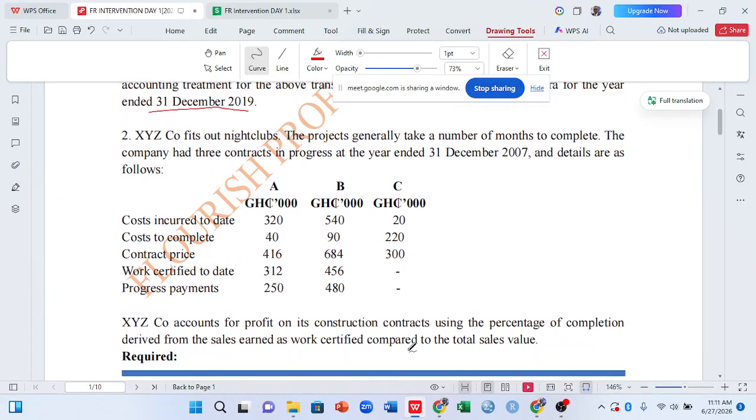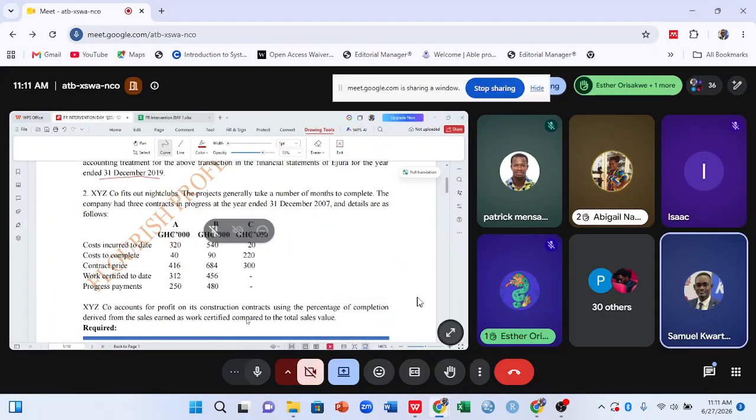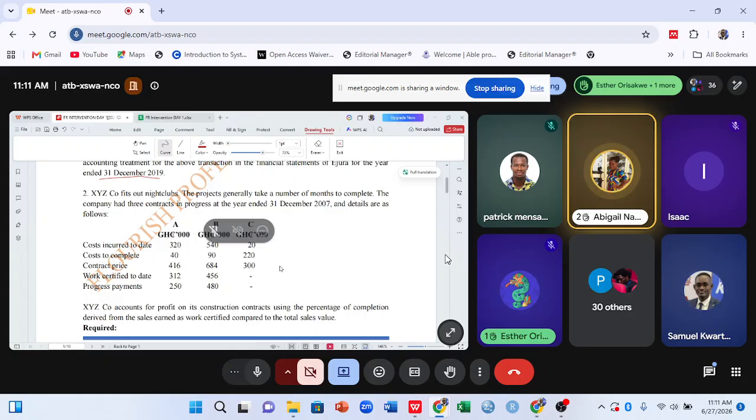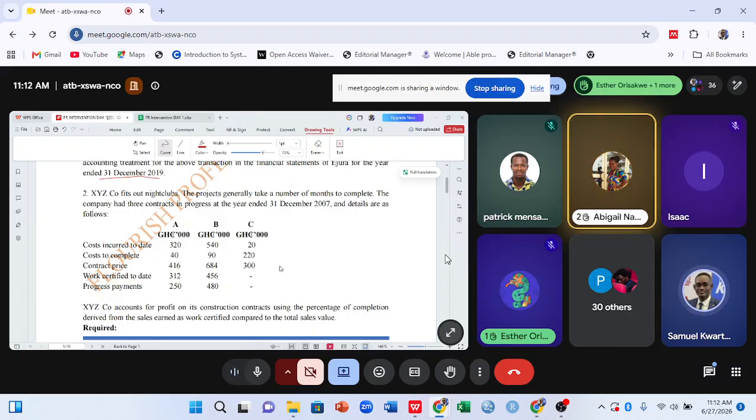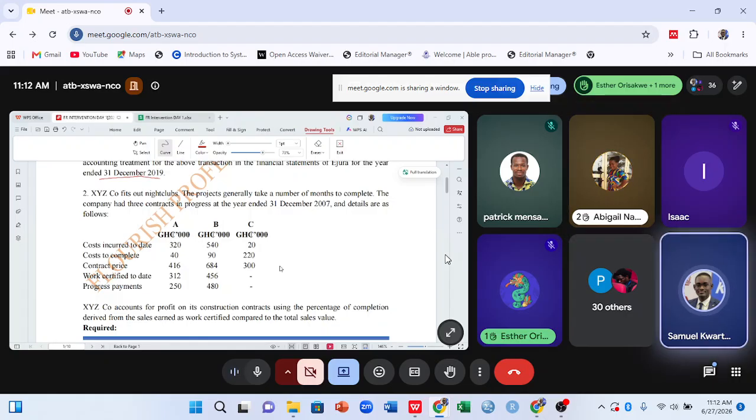Abigail, you have a question? Yes, please. I want to ask, is it always that the question will be so clear on the cost of goods and then the maintenance, the service? Will the question always be clear? Yes, the question will be clear or the question will give you information to get it. It's two ways. Either the question is clear or the question will give you information to get it. Okay.